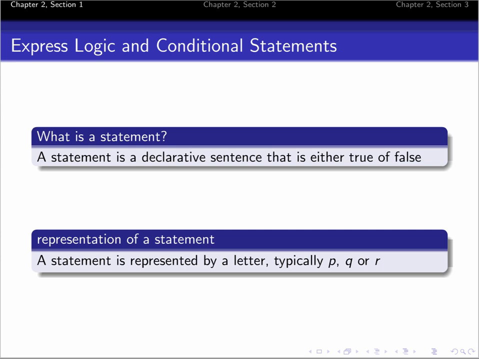So the first thing we need to know is, what's the difference between a statement and something else? So what is a statement? It really is just a declarative sentence. It does not have to be a true sentence. It's just a declarative sentence. And then in terms of logic, we typically represent a statement with a P, Q, or R. I don't know why we don't typically do more than 3, but we don't.